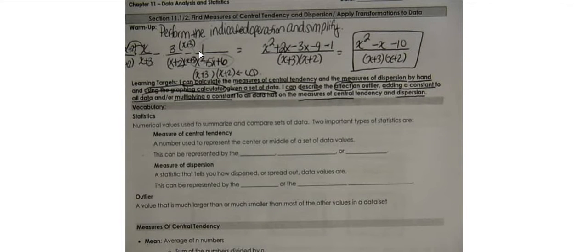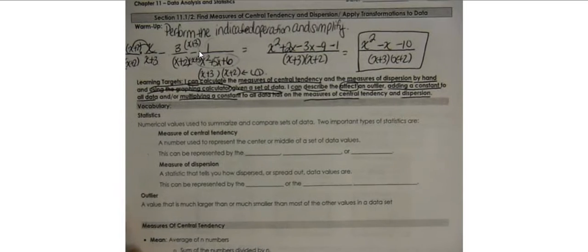But before we get started, let's go ahead and define a few terms in statistics. So this unit is called the statistics unit, or analyzing data, or data analysis. So statistics just represents things that describe data. Numerical values can be used to summarize and compare data sets. Two important types of statistics are measures of central tendency, which is a number that can be used to represent the center or middle set of data values, and it can be represented by the mean, the median, and the mode.